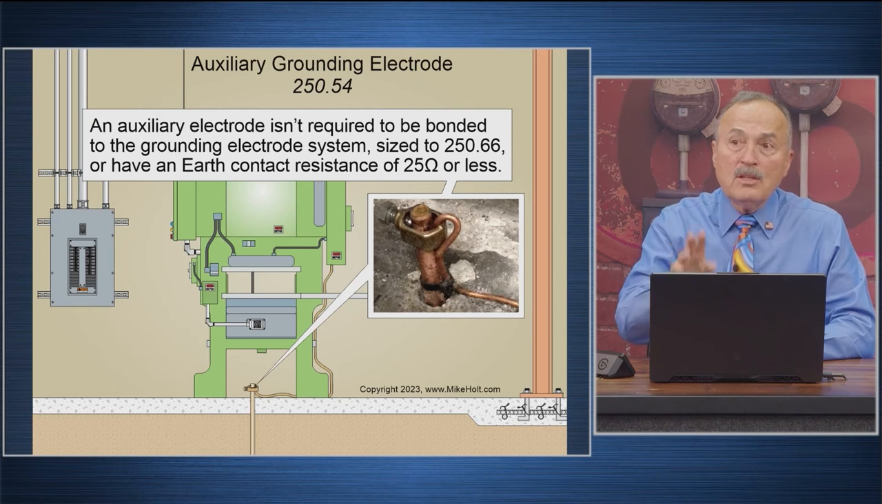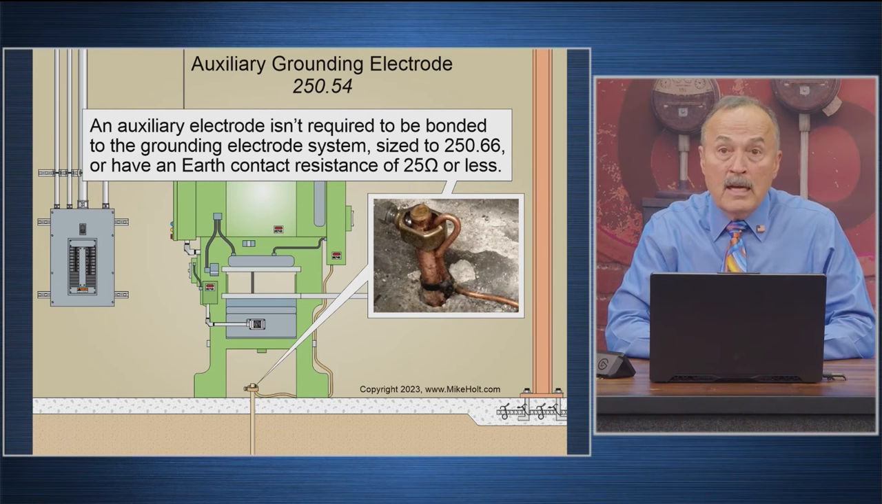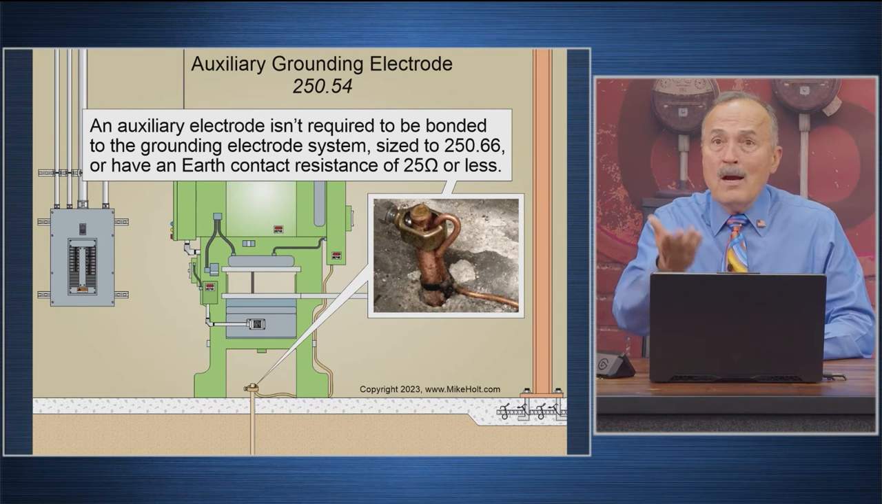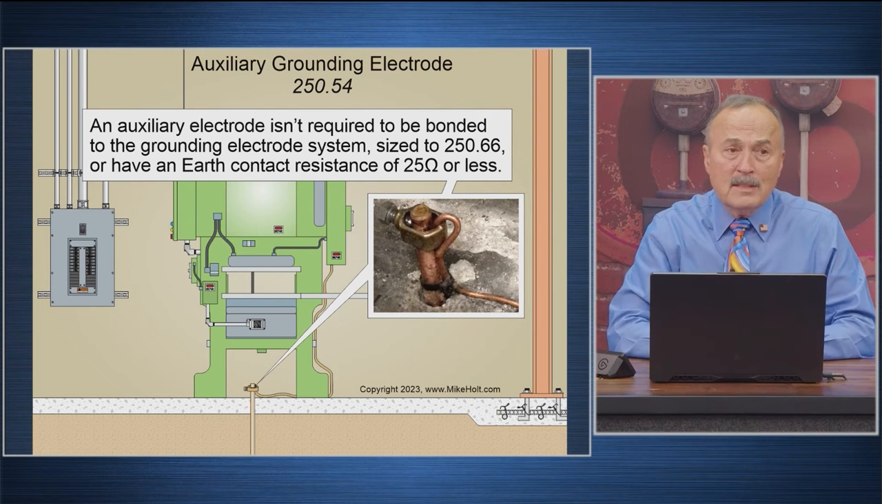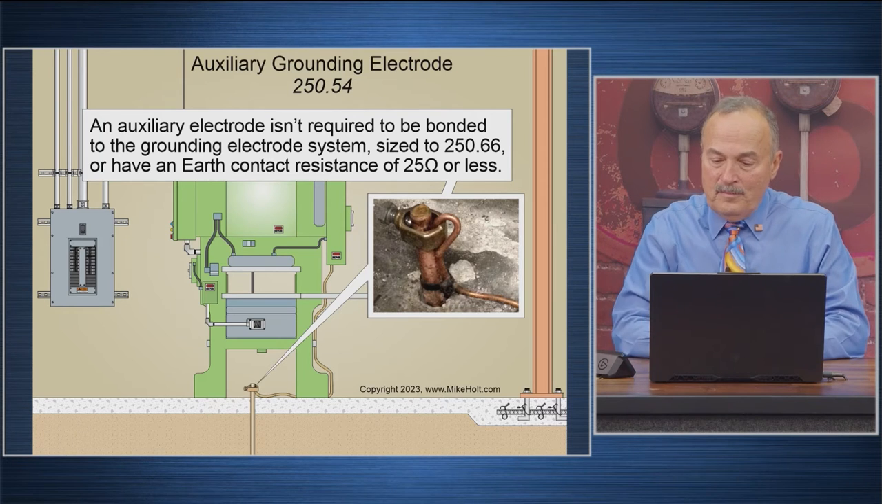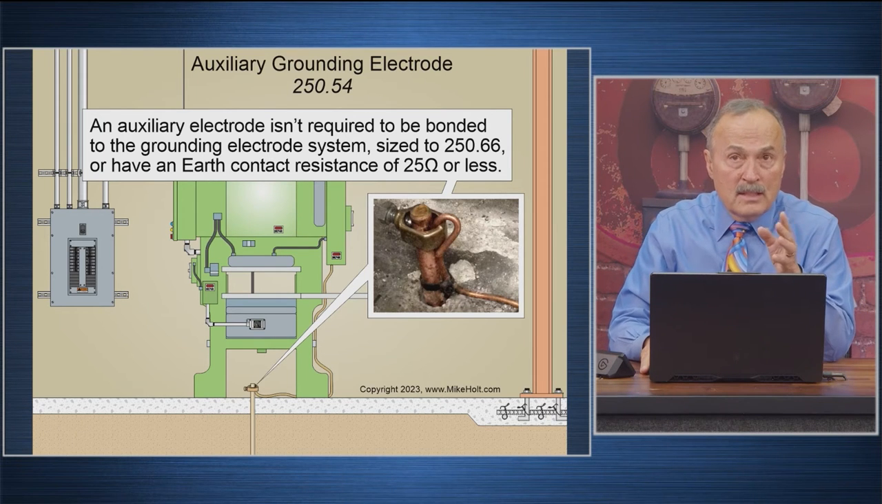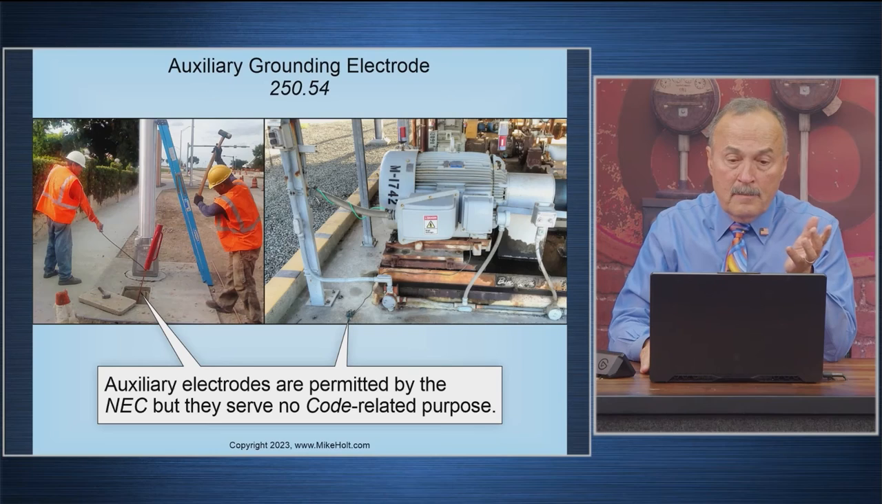So these are the rules telling you, no, you don't have to do any of those things. You could run some Cat 5 wire, put in a 16-penny nail, a PVC pipe. You can do anything you want to do because it's not required. But industries sometimes think it's a good idea.